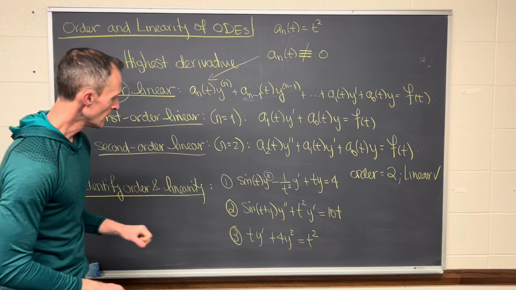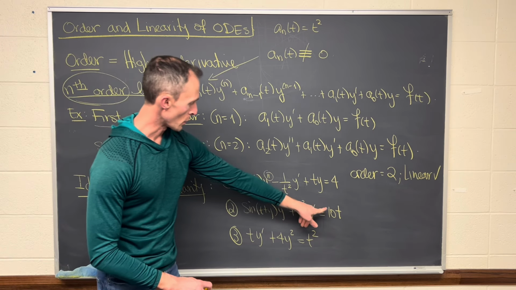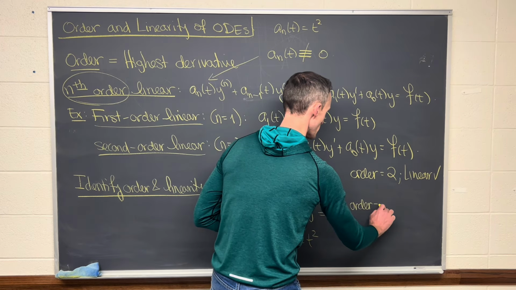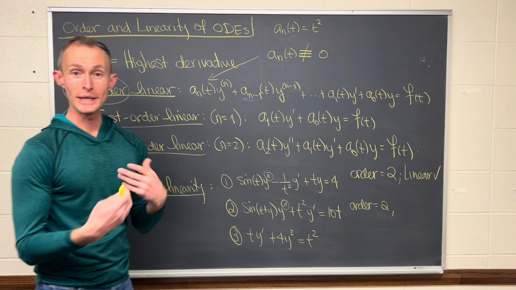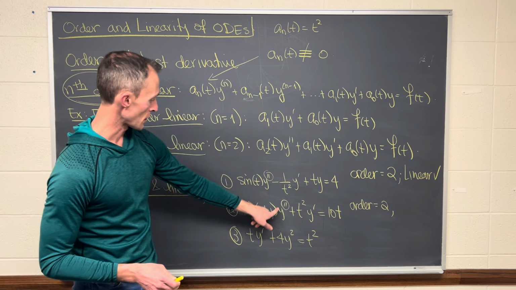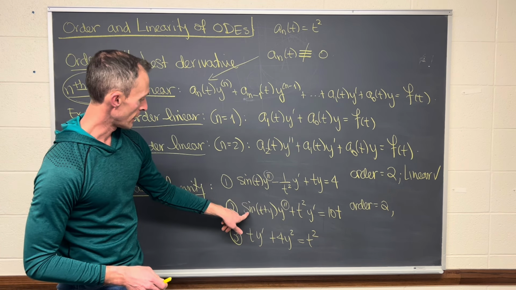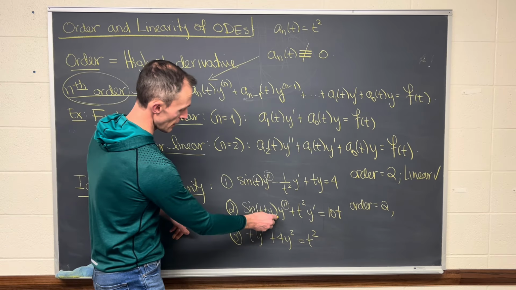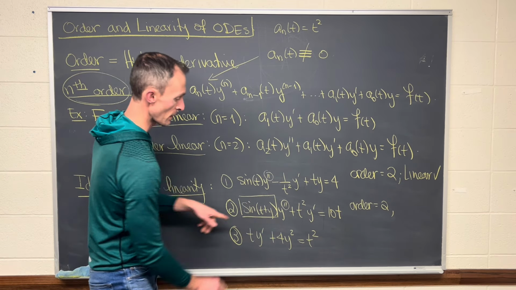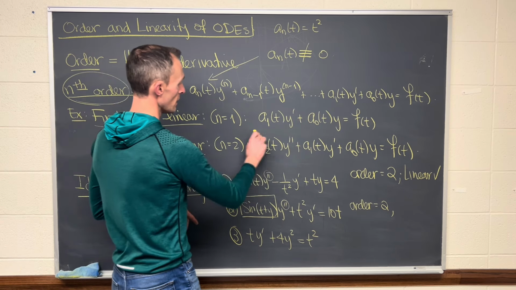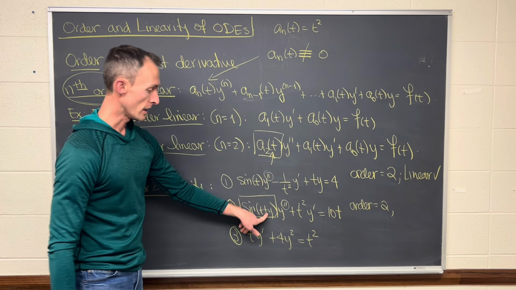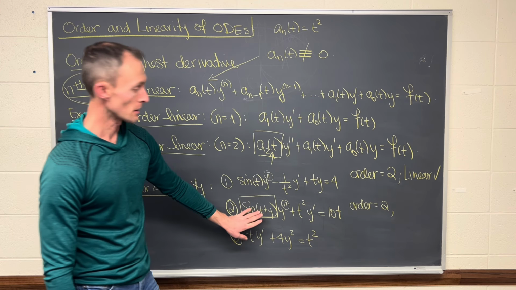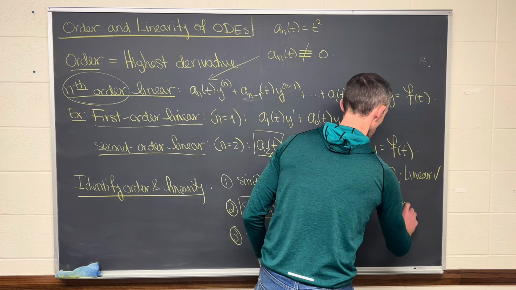Let's look at the second one. I identify the order first, so I see the highest derivative, again, 2, so the order is equal to 2. And I want to know, is it linear? Well, the first thing I look at is the coefficient of y double prime, and I see, okay, sine of y, oh, that's no good. That's no good, because the coefficient in front of the y double prime can only be a function of t, not y. So this immediately tells me this is nonlinear.